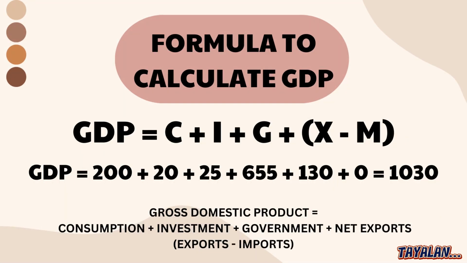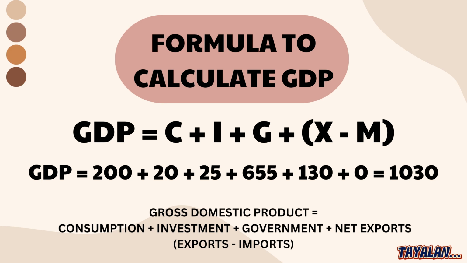Next, we are going to calculate GDP. GDP stands for Gross Domestic Product, and sometimes we also talk about NDP, which means Net Domestic Product. To calculate Gross Domestic Product: consumption plus investment plus government plus net exports, which means exports minus imports.